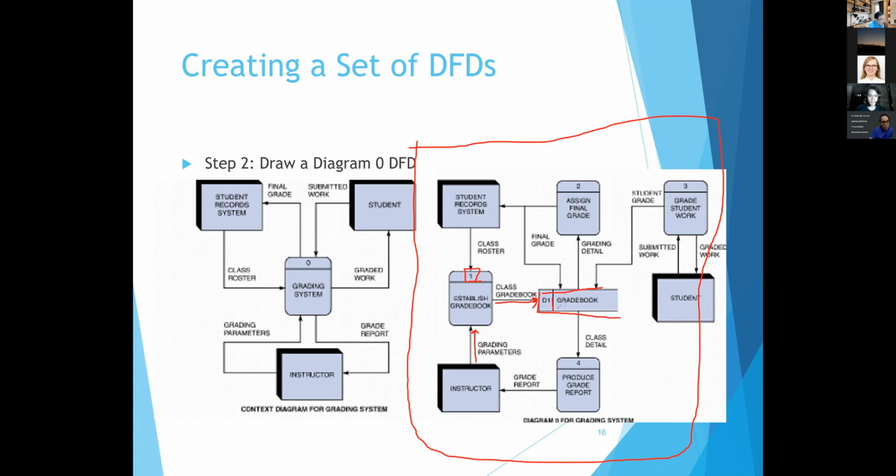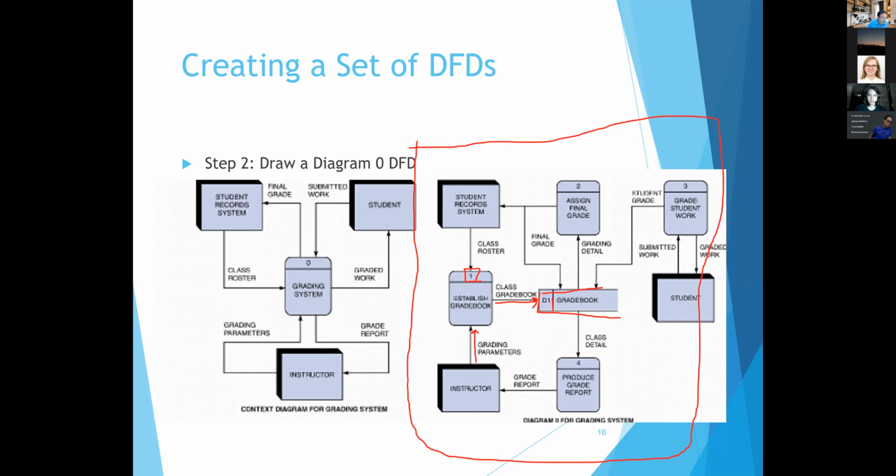That is the end of process number 1. After that, the next thing to read is process number 2. Process number 2 has one input and one output. The input is grading detail, which we get from the gradebook and send to assign final grade. The final grade will be sent to the student record system as the output. That is process number 2.